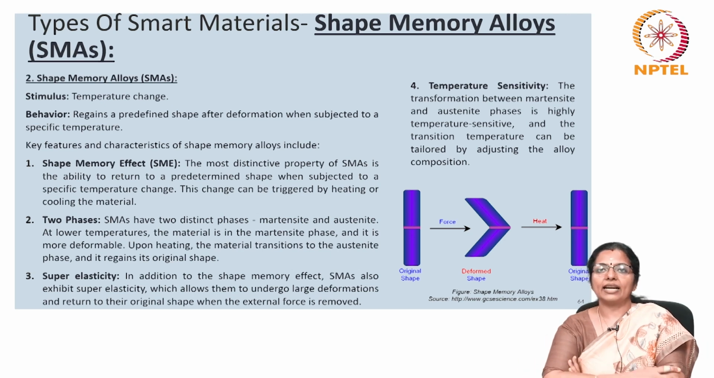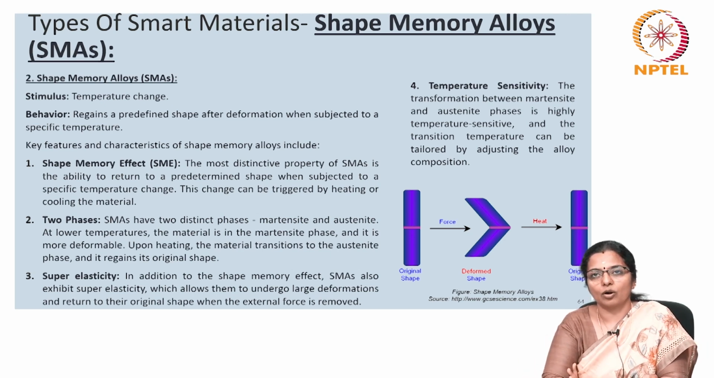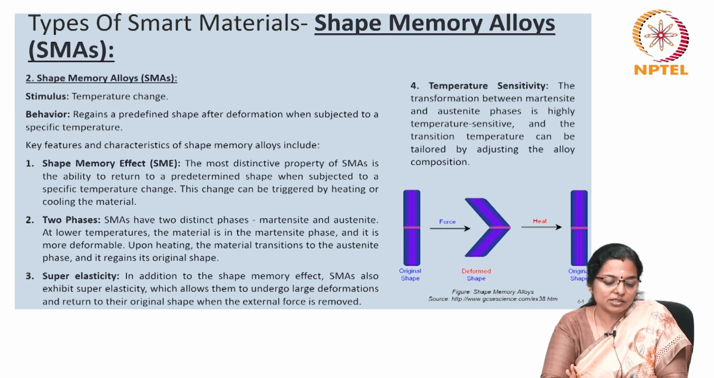Let us now look at some shape memory alloys. So, in shape memory alloys, when the stimulus is temperature change, the behavior that the material exhibits is that it regains a predefined shape after deformation when subjected to a specific temperature.